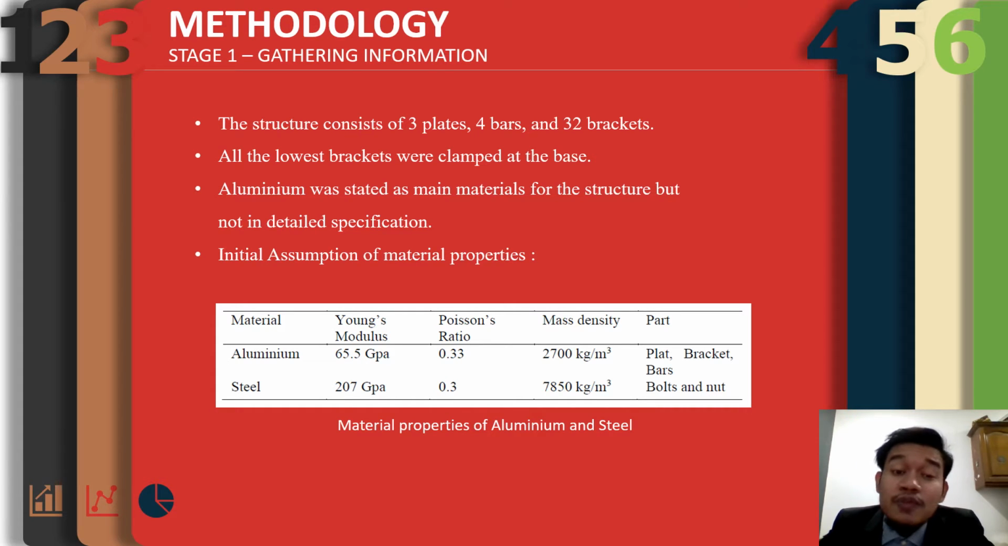Next, aluminum was stated in the previous papers as the main material for the structure, but not in detailed specifications. Therefore, the initial assumptions of material properties must be made. So this is the table of the material properties for the aluminum and steel.